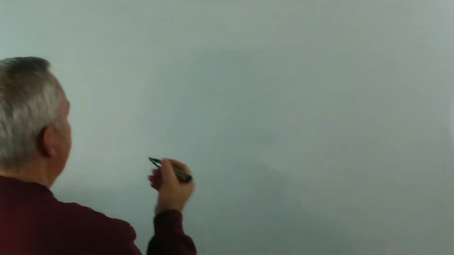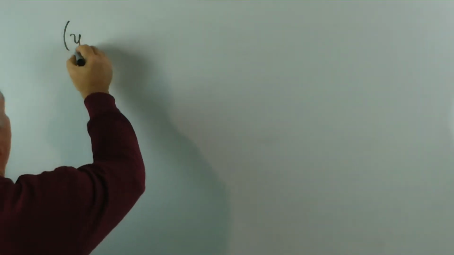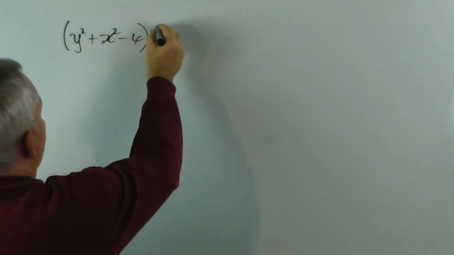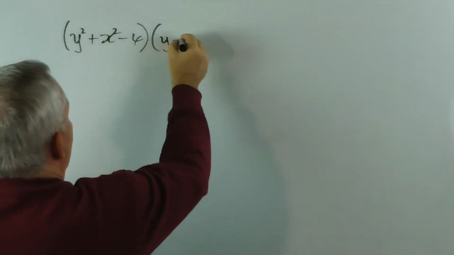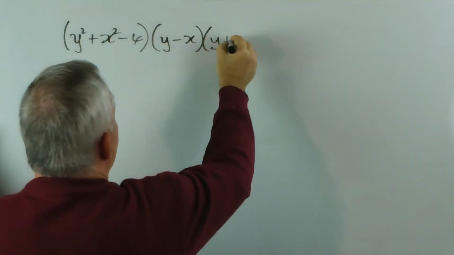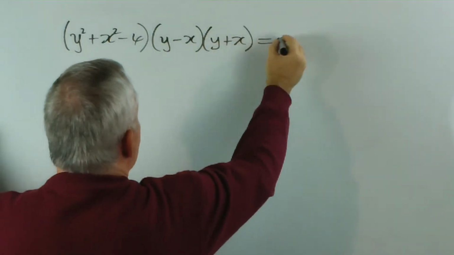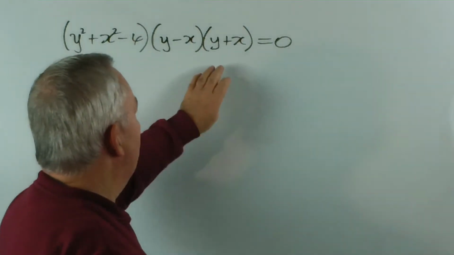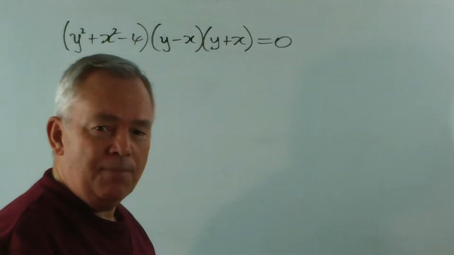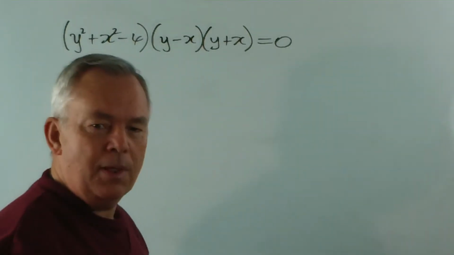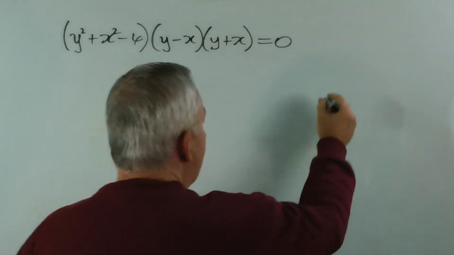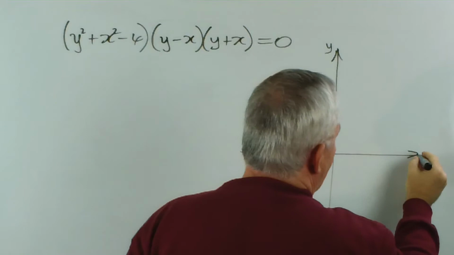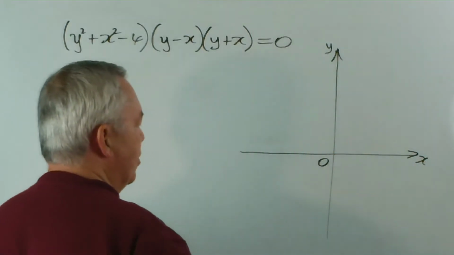Let's look at this equation. y squared plus x squared minus 4, times y minus x, times y plus x, equals 0. Because it equals 0, we're going to look for what we call zeros, and we're going to think the same way we think about polynomials. And we've drawn this graph before. I find this a good one to discuss principles of graphing.